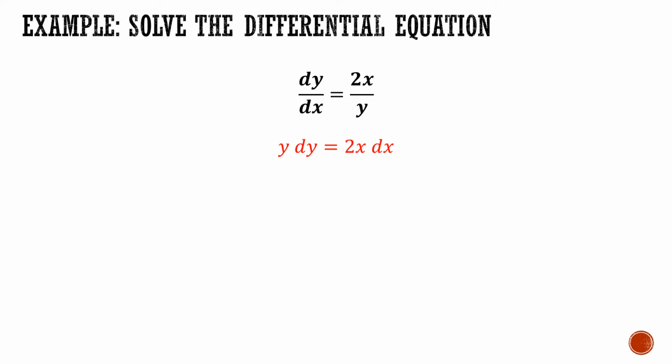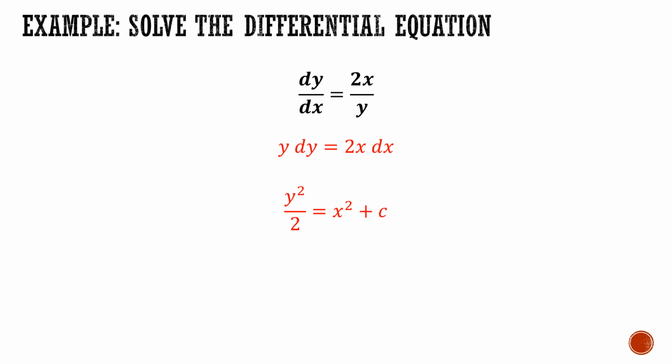Once you have it separated, you want to integrate both sides. So on the left-hand side I'm going to have y squared over 2, and on the right-hand side I'm going to have x squared plus c. Generally, we only put the plus c on the x side, because if I put it on the y side, I can always move it back over to the x side to get just one plus c.